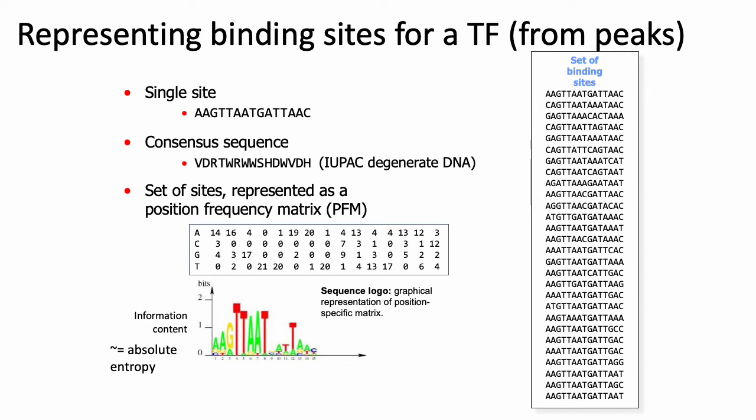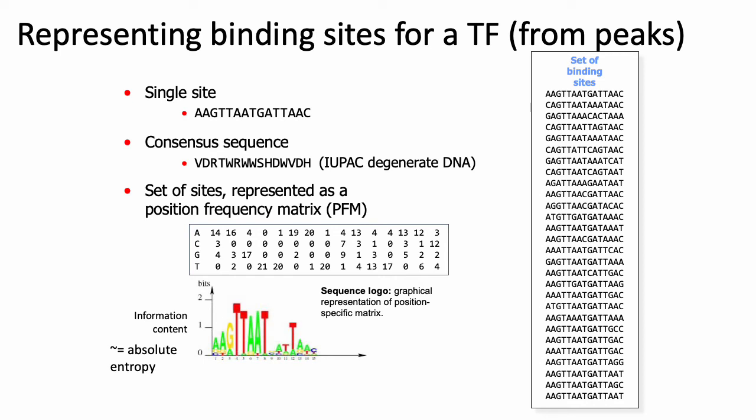What you can do instead of just a simple consensus sequence is look at your alignment of binding sites, and for every position in the alignment, calculate the number of times you see a given base at that position. That counting gives what's called a position frequency matrix, where the rows represent different bases and the columns represent different positions of the alignment. It gives you a quick idea about which base is found at which position in the alignment. This position frequency matrix is what's used to generate the famous sequence logo.